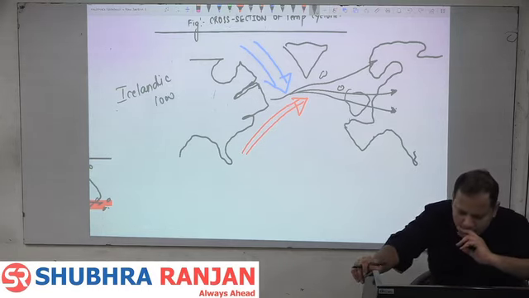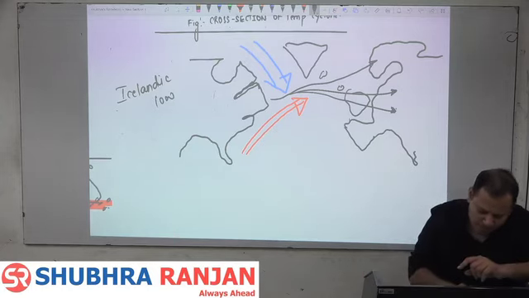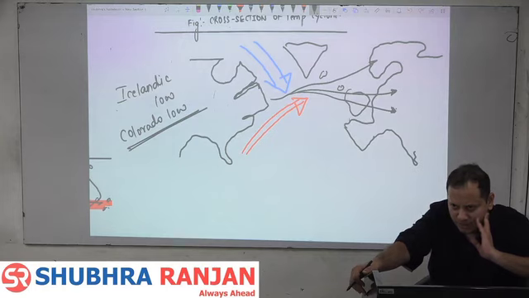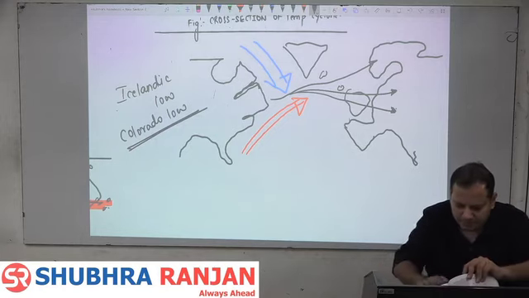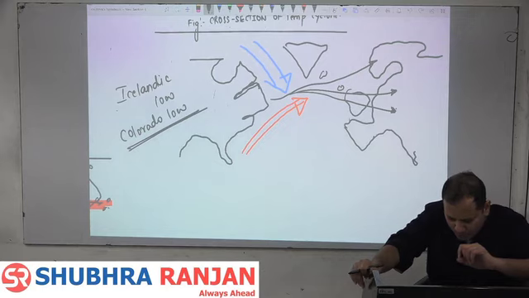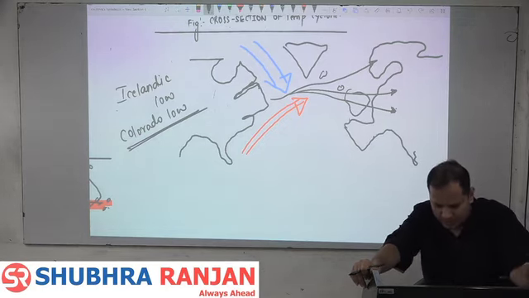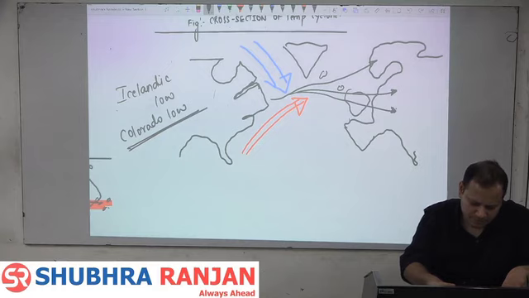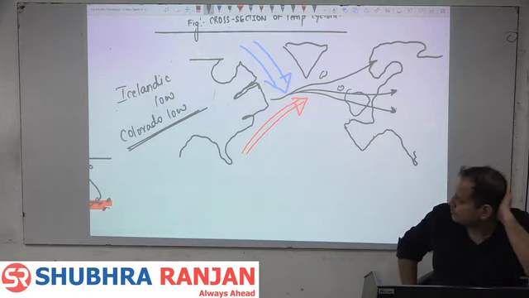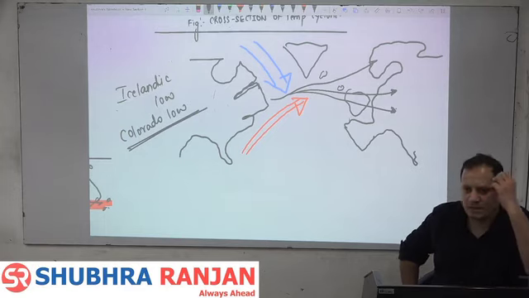Fourth, Colorado low, near USA. Fifth, Mediterranean Sea, where the cyclones originate and reach South Asia. कितने हुए? 5. And the sixth is the Gulf of Mexico.